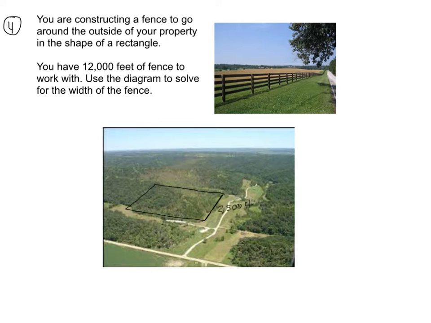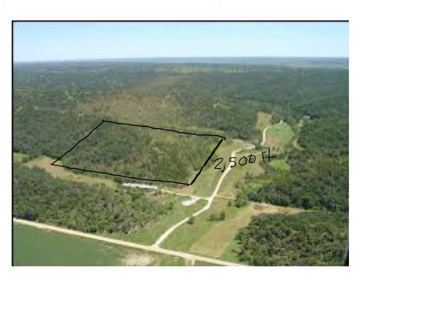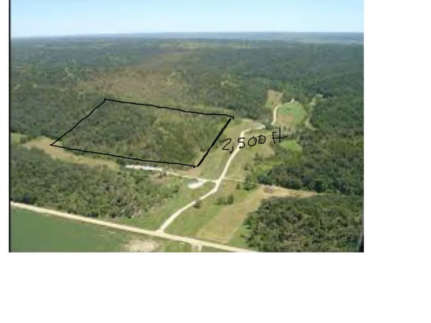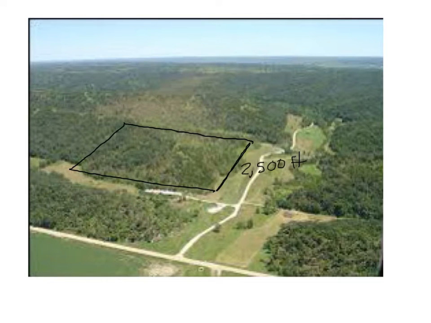Let's say that you're constructing a fence to go around your property, and you're going to do it in the shape of a rectangle. I don't know what you're keeping in the fence. The horses, cows, who knows what. You have 12,000 feet of fence to work with. We're going to use the diagram to solve for the length of the fence. What I've given us is an aerial view of your property, and here's a sketch of the fence. Pause the video, solve for the length of that fence if you can, play it when you're done, we'll see how you do.